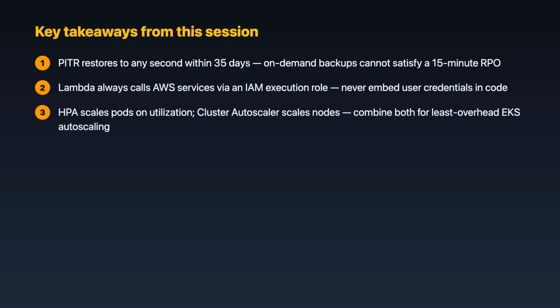3 takeaways from this session. First, PITR restores to any second within 35 days. On-demand backups cannot satisfy a 15-minute RPO. Second, Lambda always calls AWS services via an IAM execution role. Never embed user credentials in code. Third, HPA scales pods on utilization. Cluster Autoscaler scales nodes. Combine both for least overhead EKS autoscaling.